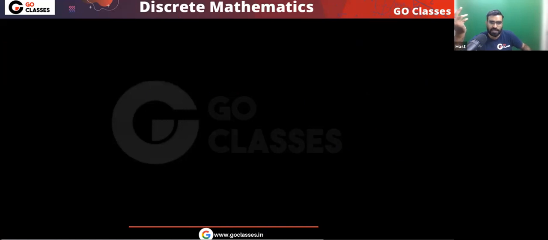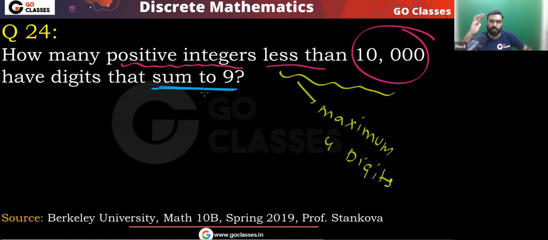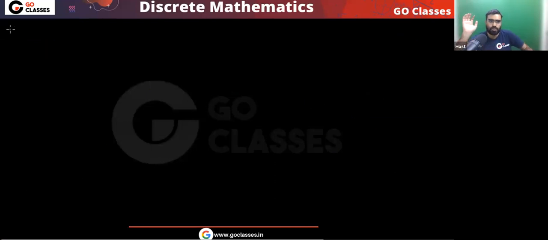Let's start, because that is the first thing that will come to your mind. Do you agree with me? When you see this question in the GATE exam for the first time, which method will come to your mind? This method will come: 1 digit, 2 digit, 3 digit, 4 digit. So let's solve it using method 1. Method 1 is by case.